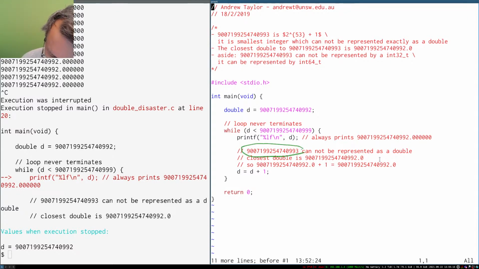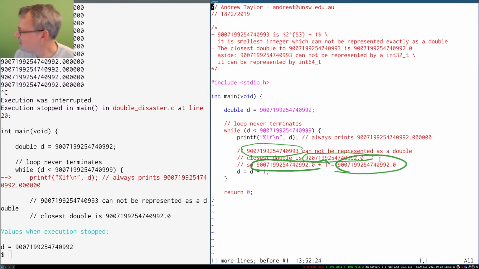This value, D plus 1, can't be represented as a double. And it turns out the closest representation is the same one as for the integer 1 less. So there are two very, very large integers that have the same representation as a double. The end result is you add 1 to this value and you get the same value. It's a bit scary, isn't it? Well, it's scary, it's a lesson, but you don't understand why it is.